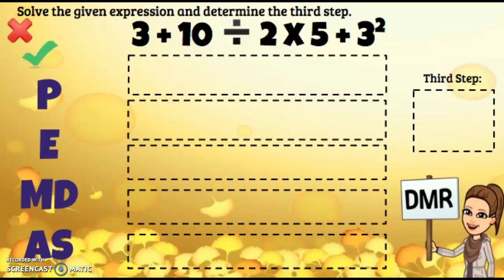All right, so for DMR today, you are going to be solving the given expression and determining the third step. Okay, so if you have 3 plus 10 divided by 2 times 5 plus 3 squared, you're going to sit here and think to yourself, well, do I have any parentheses?